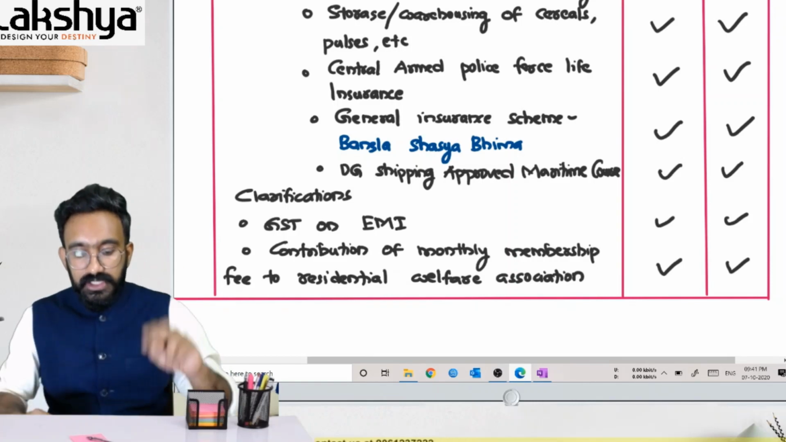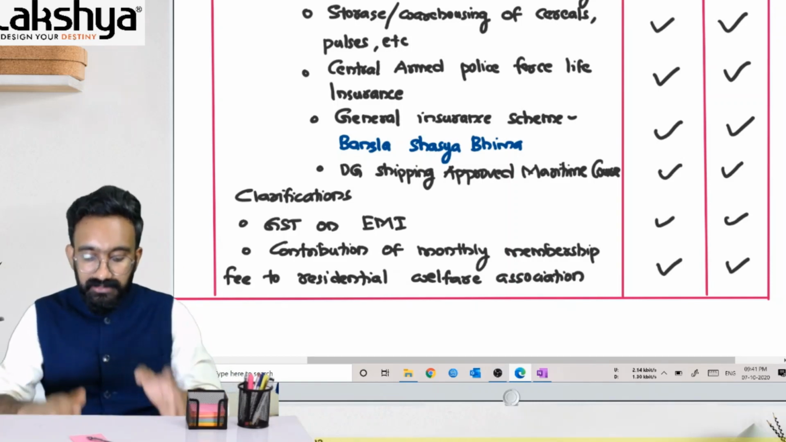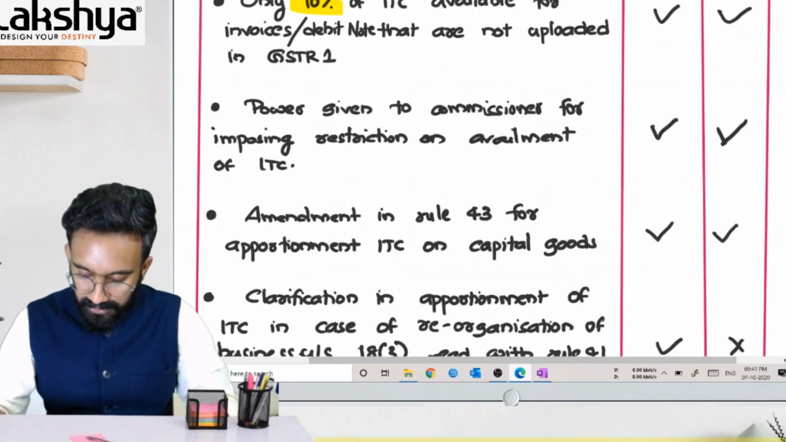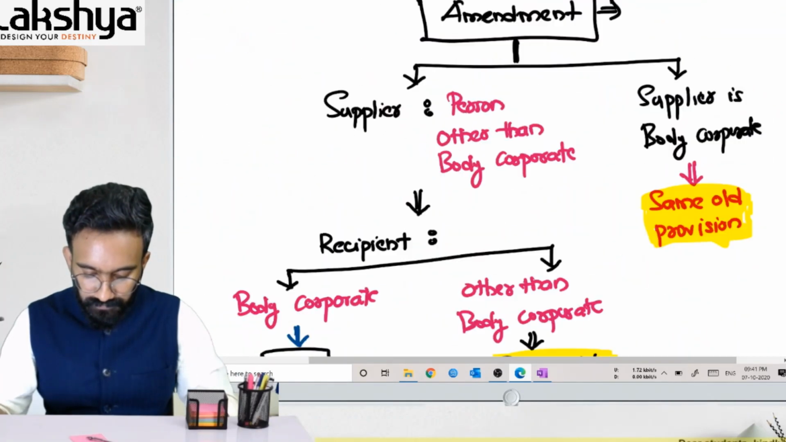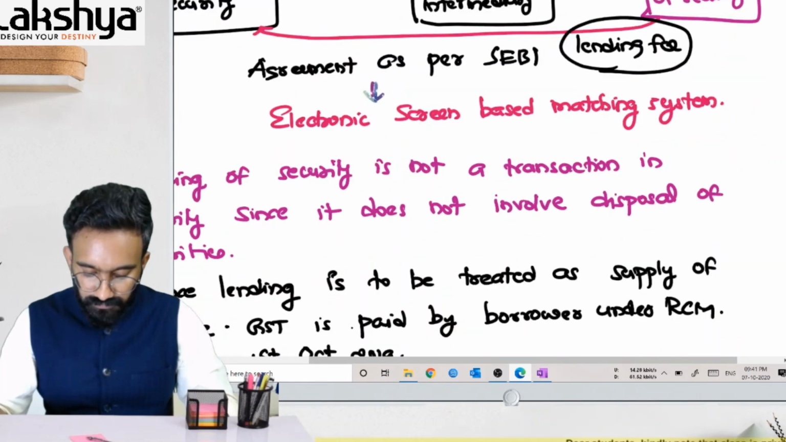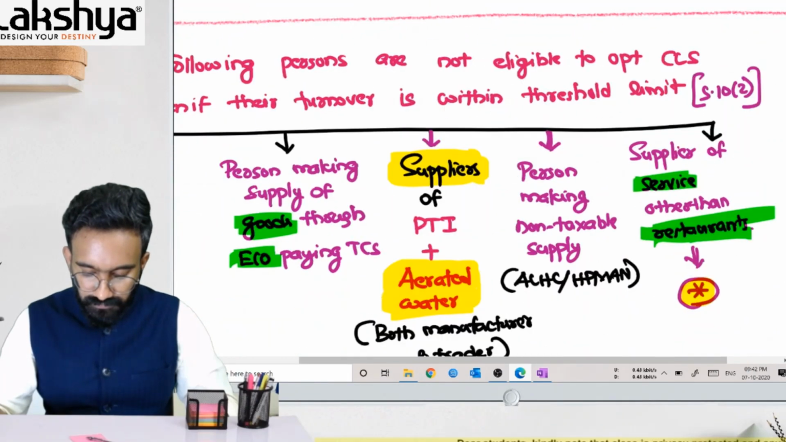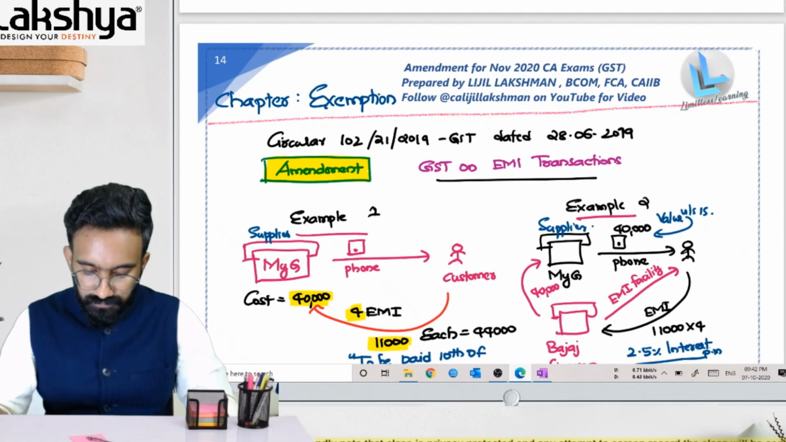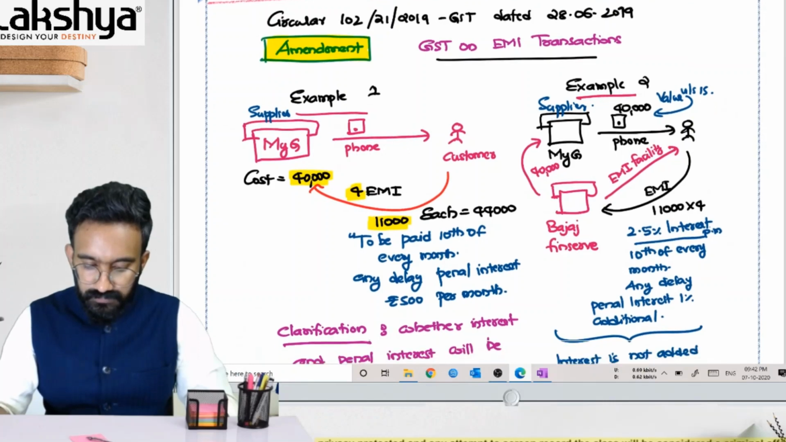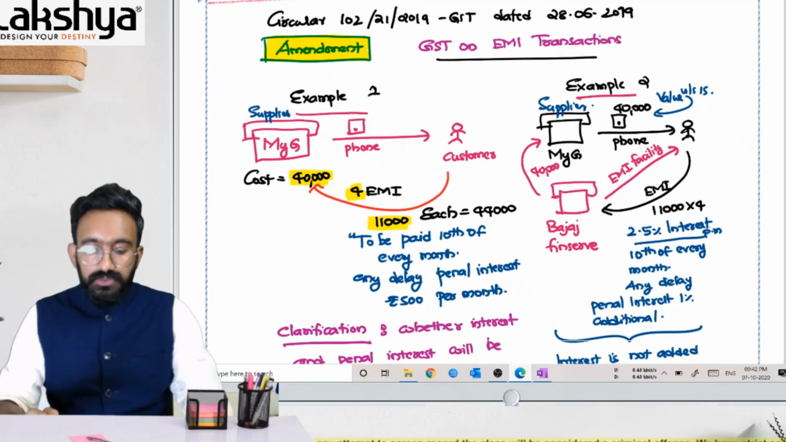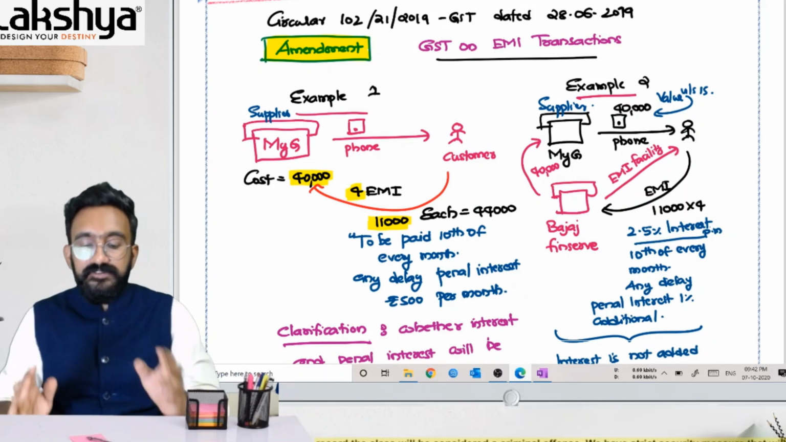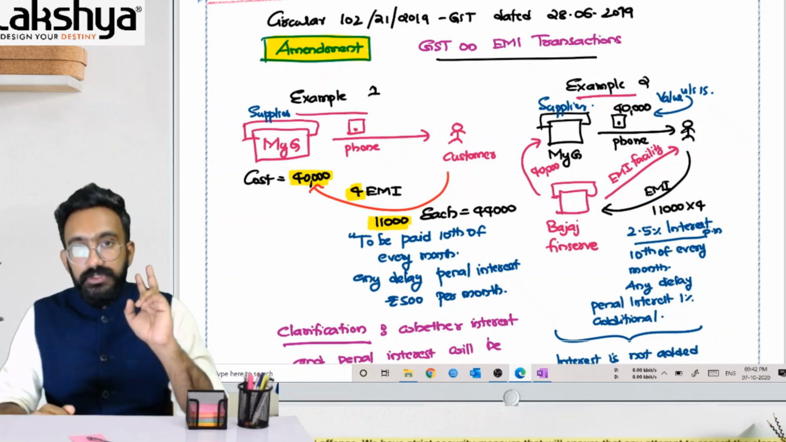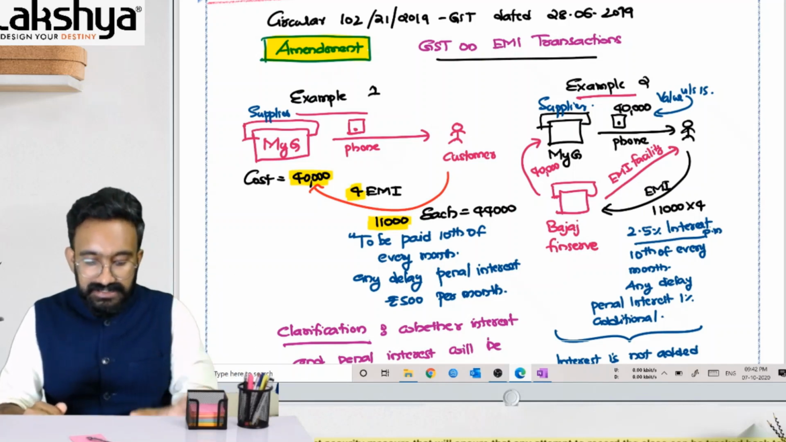Now there are two clarifications that we have to discuss. One is on EMI, another one is on monthly membership to the Residential Welfare Association. Let's look at that. So Circular 102/21/2019 clarifies how GST will be applicable on EMI transaction. Now I'm going to give you two examples to get your understanding clear here.